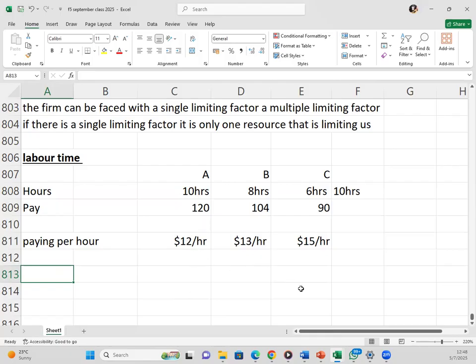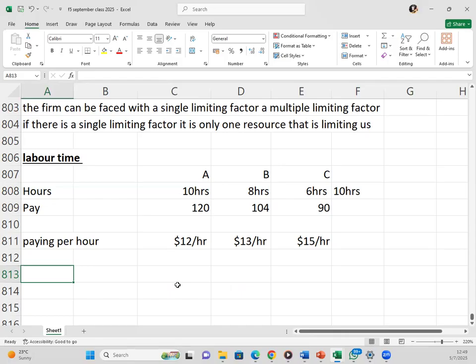Why? Because your labor is precious and limited. So start with the company that's giving you the highest pay per hour, then move to the next one. Then if the hours are not enough, you rather sacrifice not working for A.